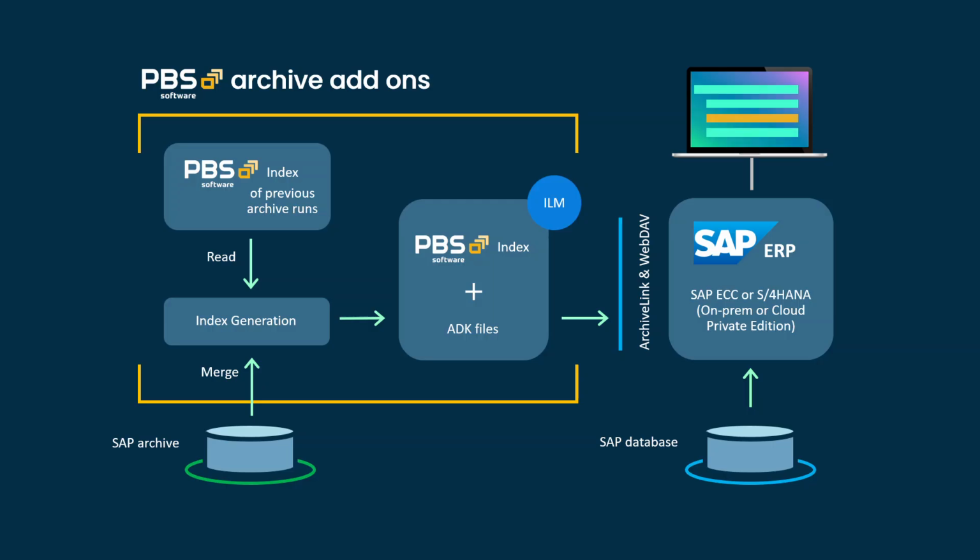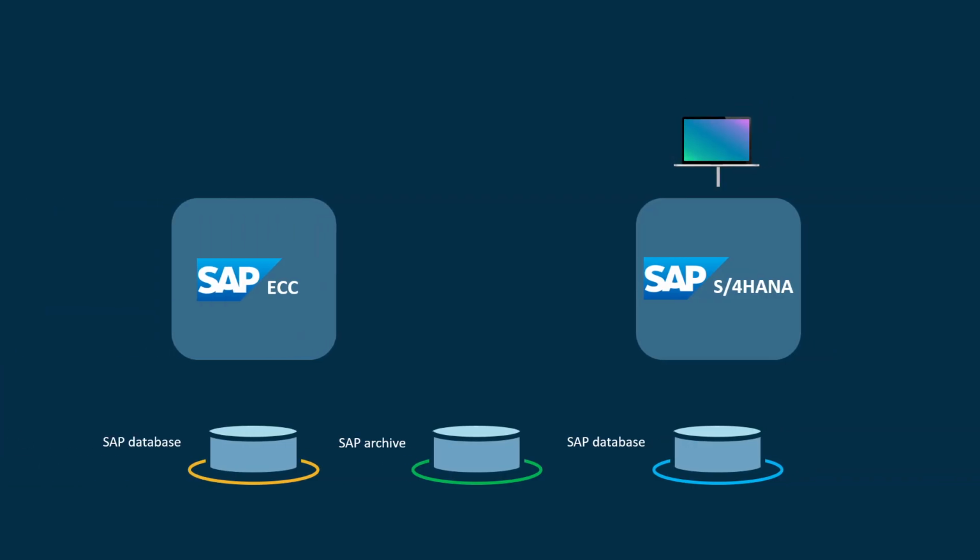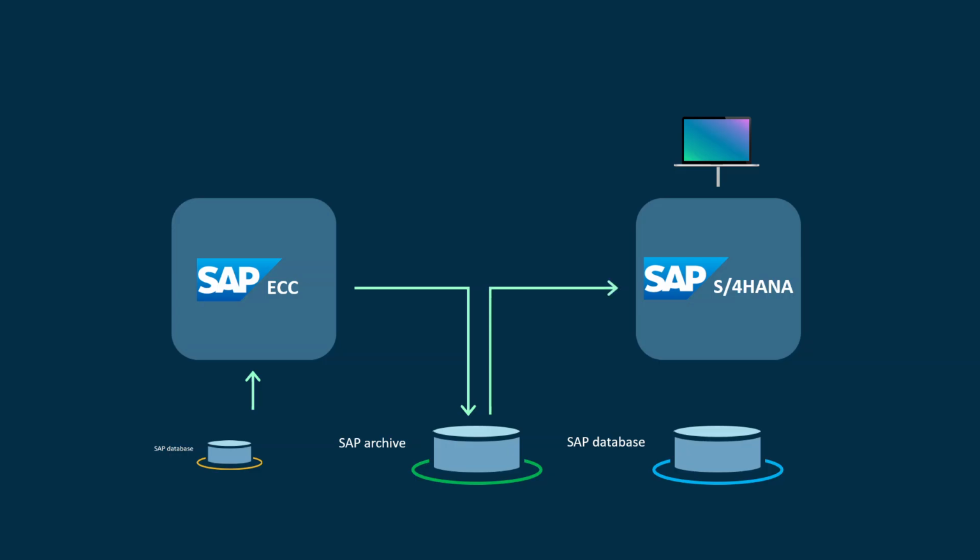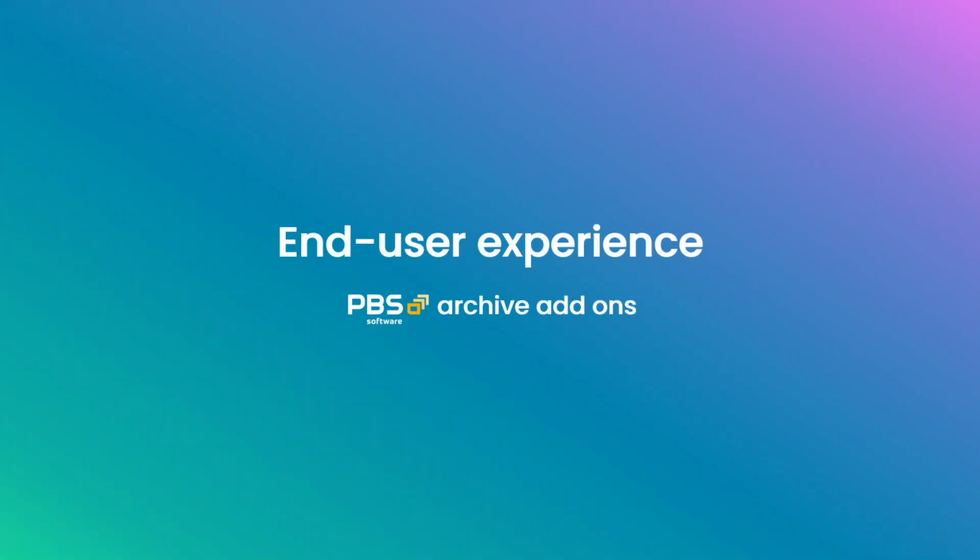Many organizations use PBS's solutions to support them in reducing data in an SAP ECC system before migrating it to SAP S/4HANA, because archive files are migration-free and thus readable, release-independent, if a customer uses the migration type system conversion. Before we close this product demonstration, let's have a quick look at the end-user experience.